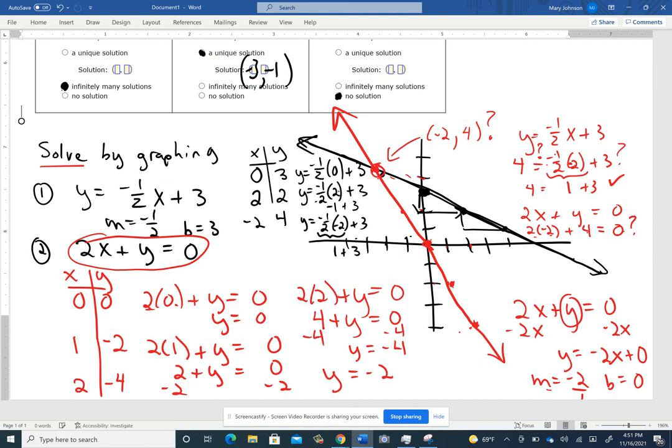Negative 4 plus 4 would be 0. Okay, so now it's not a question mark anymore. I verified it. So that's going to be the solution. So solve by graphing. You just graph the two lines and then look for where they intersect. Okay?